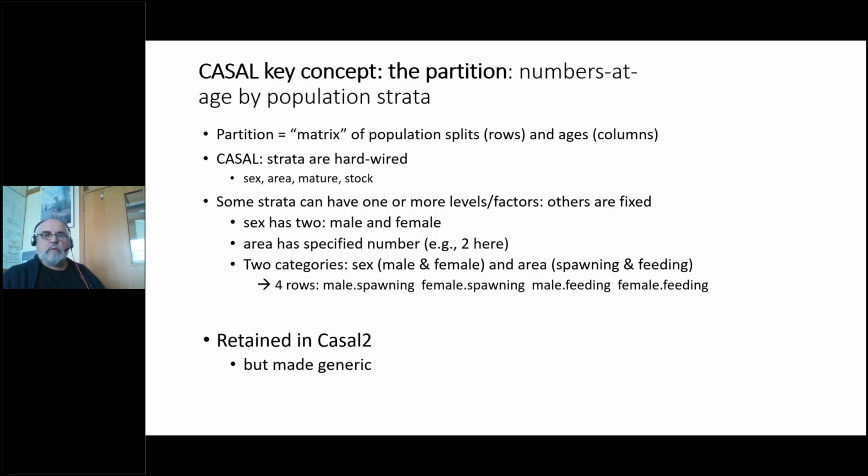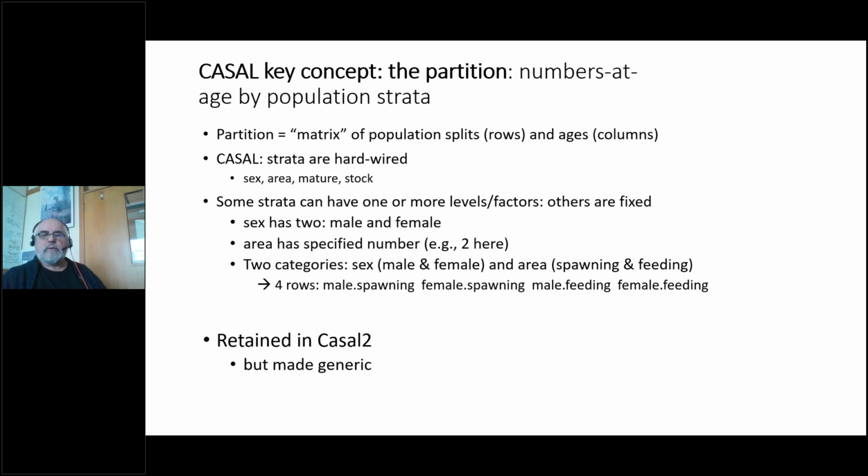So one of the key concepts for CASAL is what's called the partition, which is a word that seems to be only used in New Zealand or maybe Australia. So that's the numbers at age by population strata. So the partition can be thought of as a matrix of population splits, which are rows, and ages, which are columns.